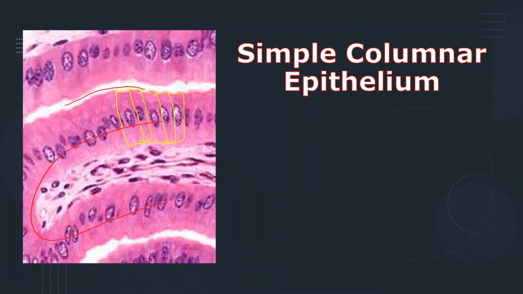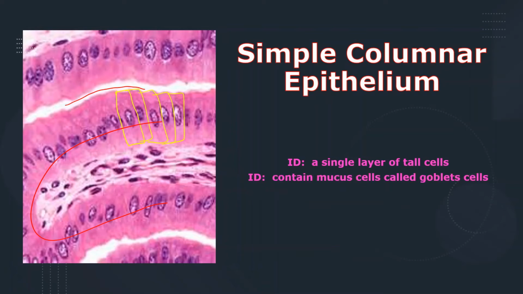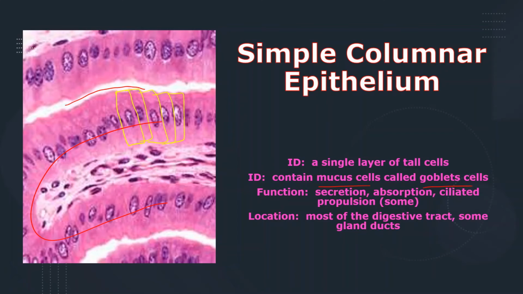Simple columnar epithelium. Single layer of tall cells is easy to identify. You may see some mucus cells that we'll get into a couple of times called goblet cells in here that are going to secrete the mucus. It's hard to see them in this image, but I'll show you some coming up. Function, secretion, absorption. And if the cells have cilia on top of them, we talked about cellular extensions called cilia, they will help move material around them. And this is very commonly found in the digestive tract and some glandular ducts.